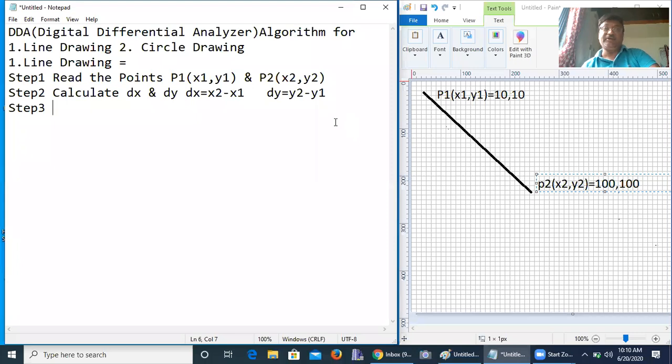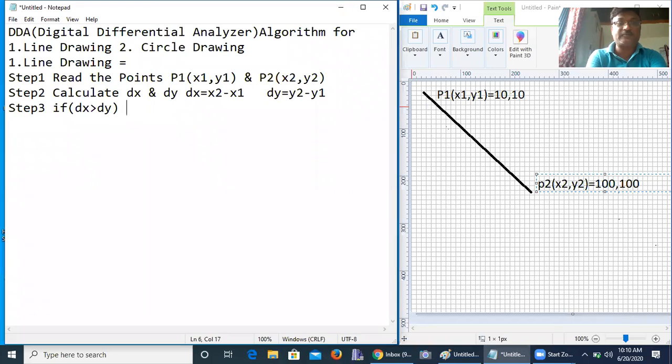But in the DDA algorithm, how are we going to calculate the length of this line? By using: if dx is greater than dy, then suppose I say the length.